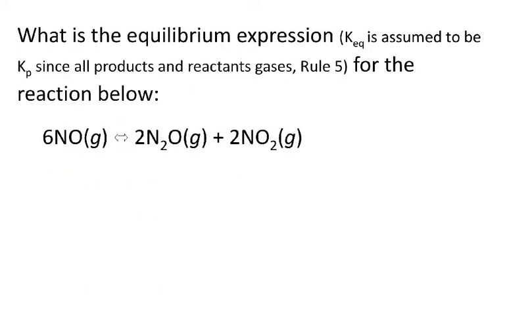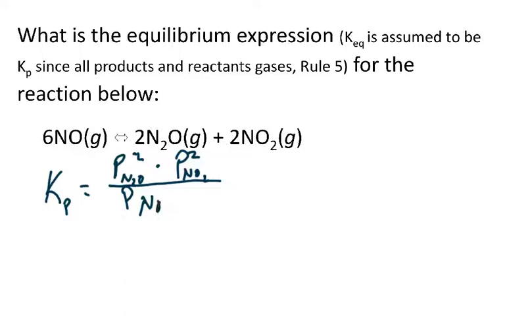Okay, what's the equilibrium expression for this reaction? We're just going to walk through some examples here. And again, pause the video, make sure you know how to do this. We're going to be doing this for a long time. My Kp is going to be my partial pressure of my dinitrogen oxide squared times my partial pressure of my nitrogen dioxide squared divided by my partial pressure of my nitrogen monoxide to the 6th power.